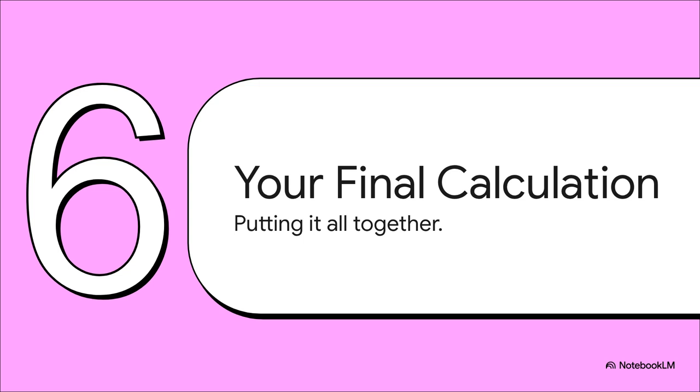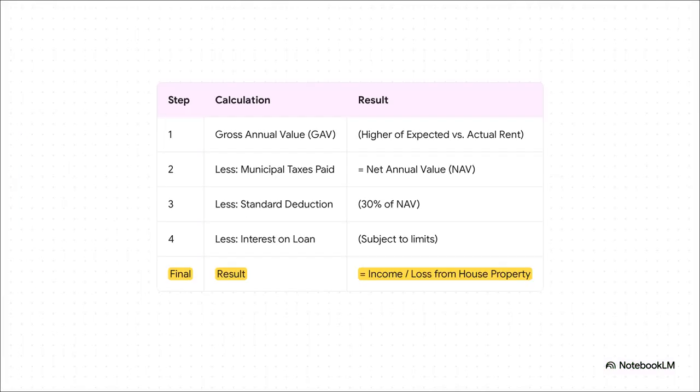Okay, we've gone through all the pieces of the puzzle, from finding the value to dealing with deductions and even losses. So now, let's put it all together and see the entire calculation from start to finish. And here it is, the whole shebang. You start with your gross annual value. You subtract municipal taxes to get your net annual value. From there, you take away the 30% standard deduction. And then you subtract your home loan interest. The number you end up with is your final taxable income or your deductible loss from your house property. It's simple, it's logical, and it's incredibly powerful.